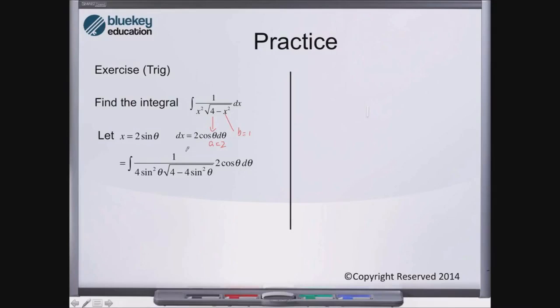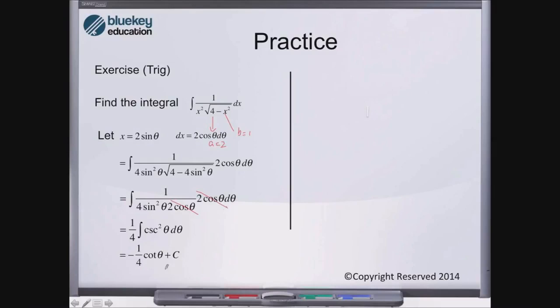Substituting into the function, we have the expression, and then simplify again. Cancel the 2 times cosine theta terms. Left with 1 over 4 integral of cosecant theta squared d theta. Then it becomes minus 1 over 4 cotangent theta plus c.